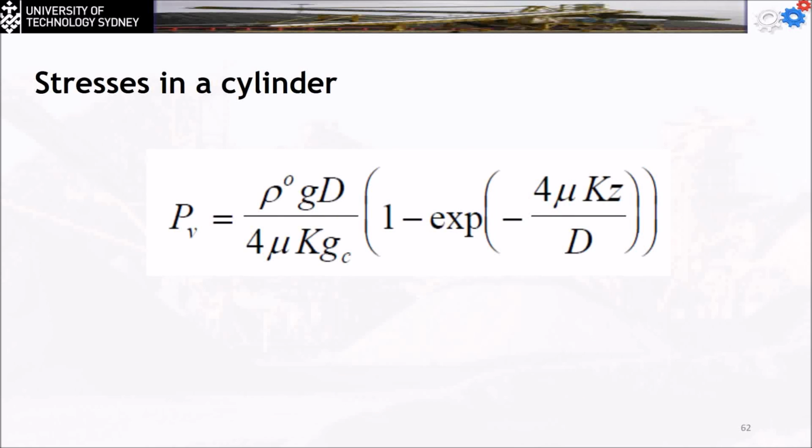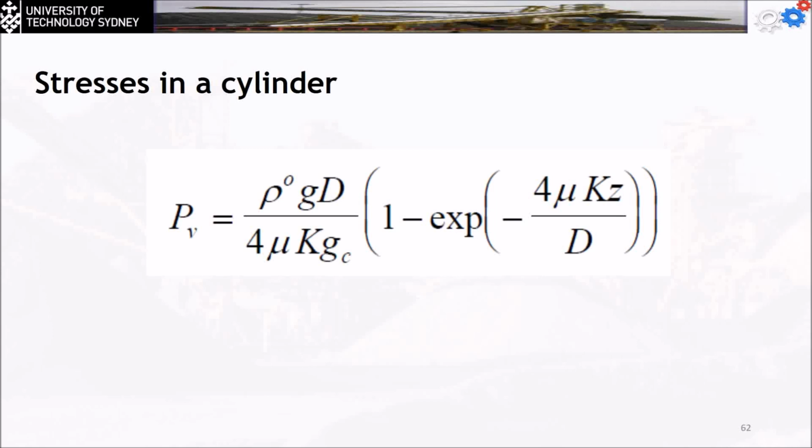And of course, to make your life easier, if you are going to have something similar to that in the exam, do it by parts. So you calculate the exponential of minus 4 mu K z divided by D, and then you subtract it from 1, then you multiply everything by this part. So this will be the shape of the pressure we are going to have in the silo.